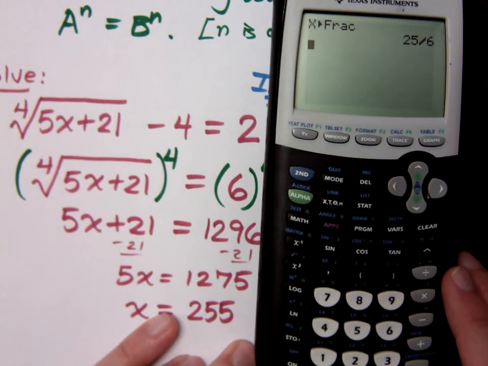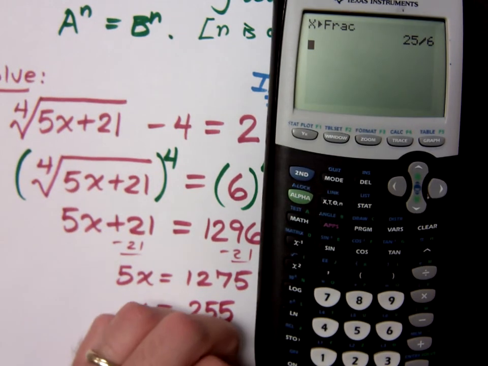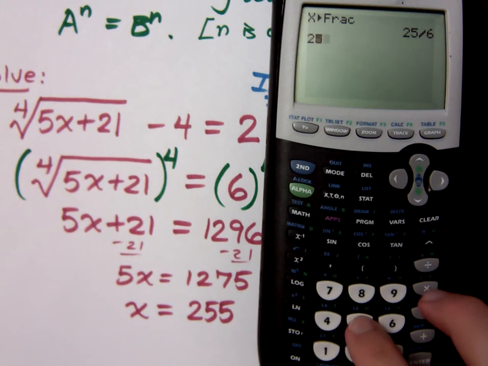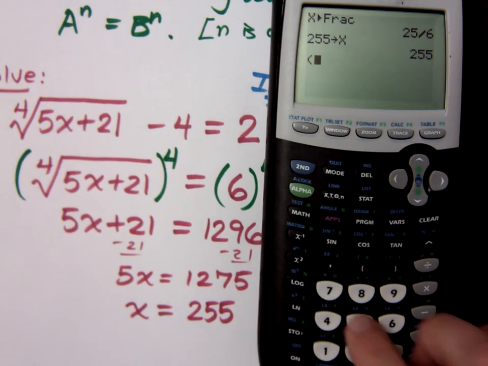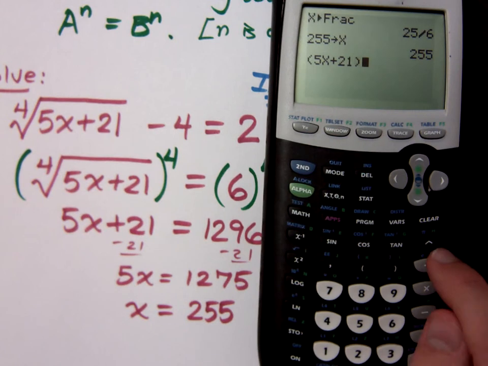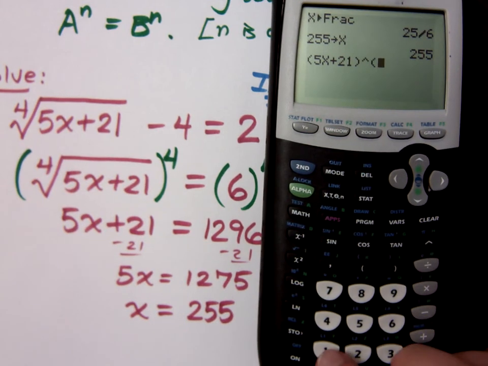Okay, not to say I don't believe you guys, but you know, let's do something different. I'm going to do this: 255 store into x. And I want to do the fourth root of this. So I'm going to kind of go old school here. I'm going to do 5x plus 21 raised to the 1/4 power minus 4. That should equal what? 2. It equals 2. So I was able to verify my work.